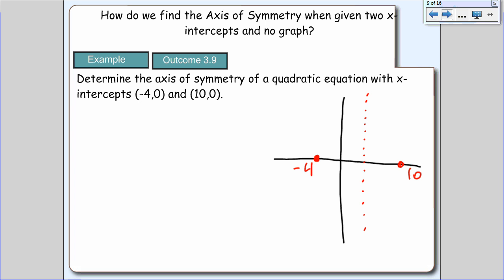If you're not sure how you get that, you take your larger number, you add your smaller number, you divide it by 2. It's 6 divided by 2, 3. That's how you find it.